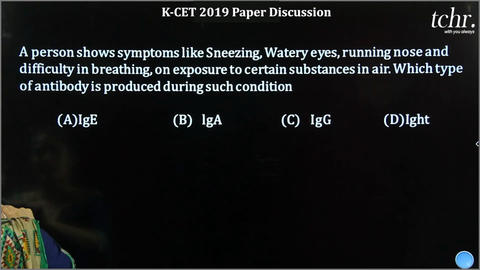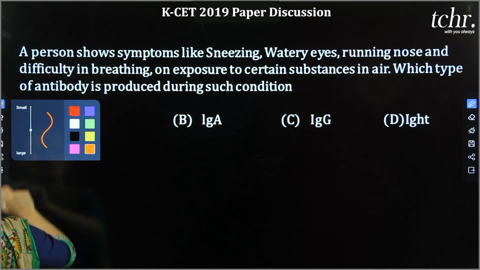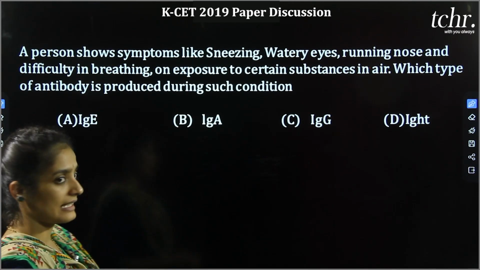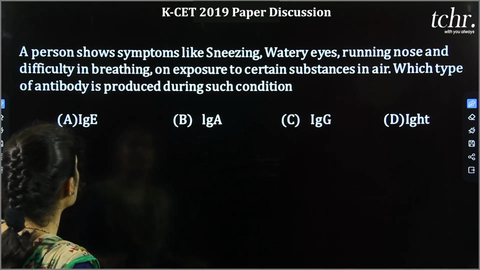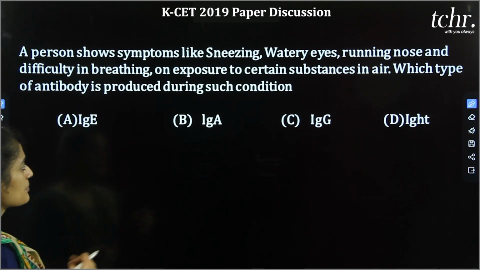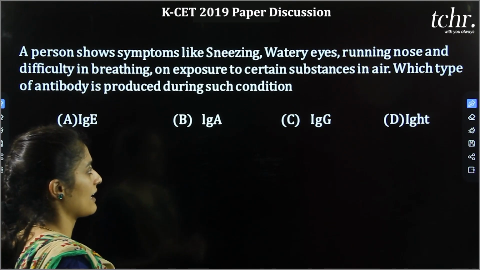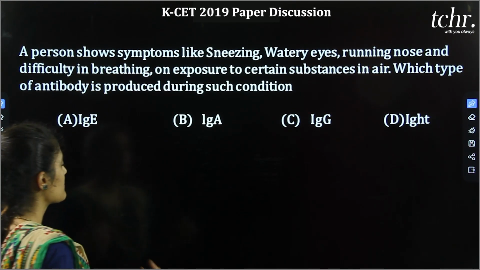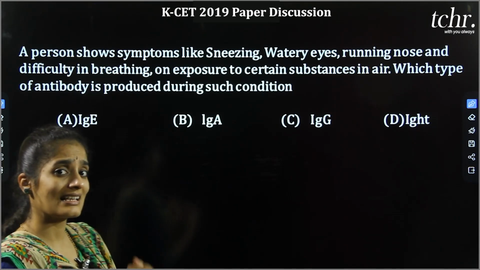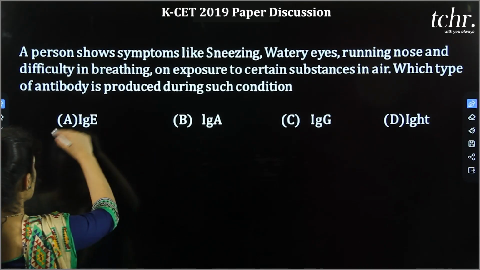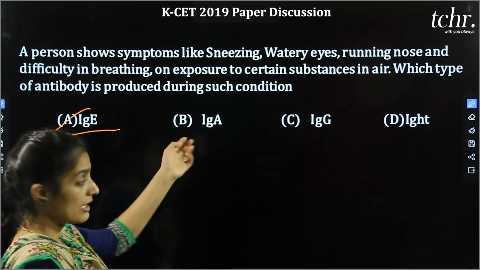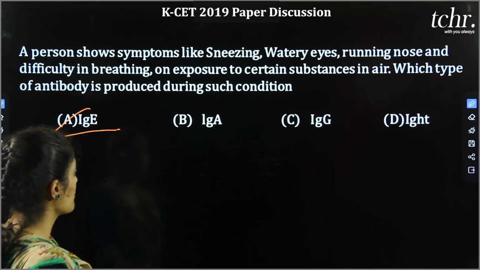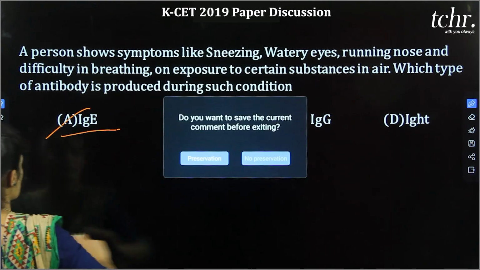Next nodi, a person shows symptoms like sneezing, watery eyes, running nose and also difficulty in breathing on exposure to certain substances in air. Which type of antibodies produce? ಇದೆಲ್ಲ ಏನು ತೋರಿಸುತ್ತೆ? It is the allergic reaction and IgE is the best antibody alva that is produced in order to stop all this. So A is the correct one.